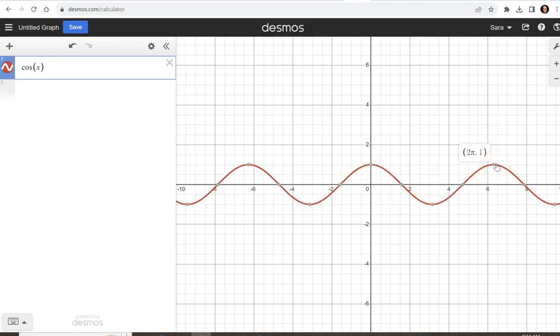You can also see that Desmos has tried to be helpful. It has added in some of these gray points along the cosine curve that might be of importance to us. And if you hover over those points, it shows you those specific values.